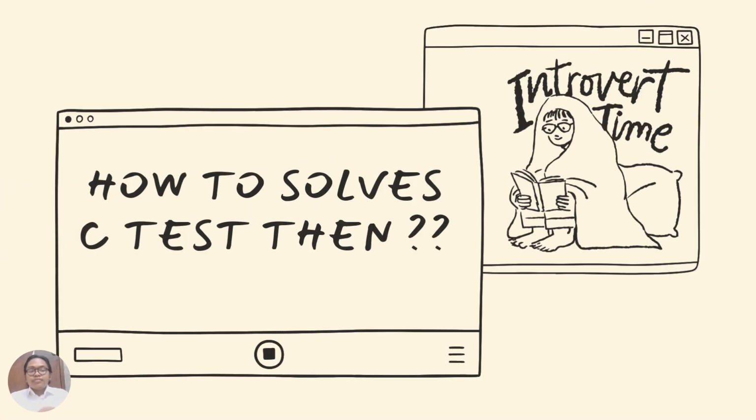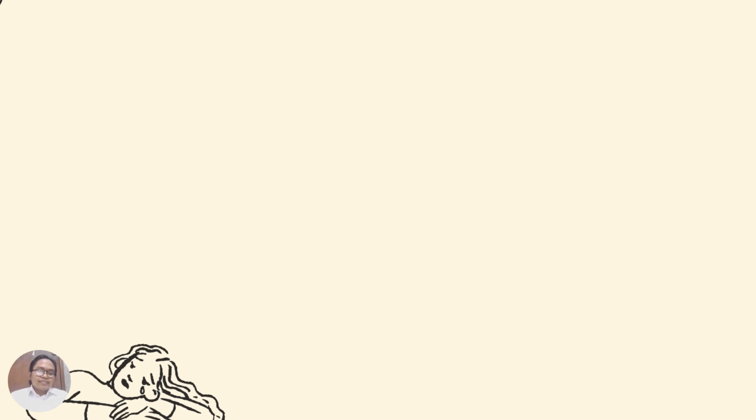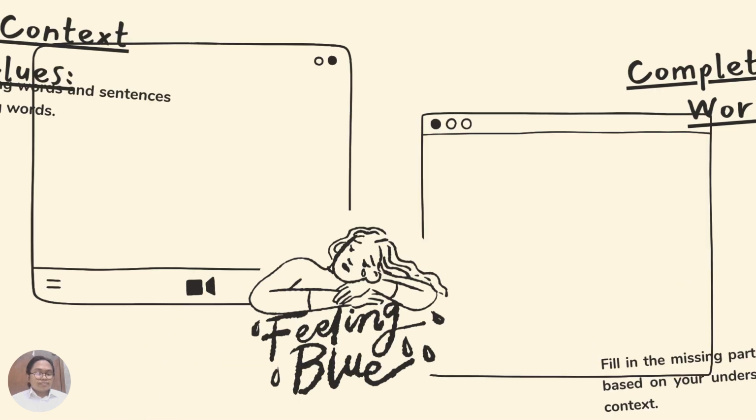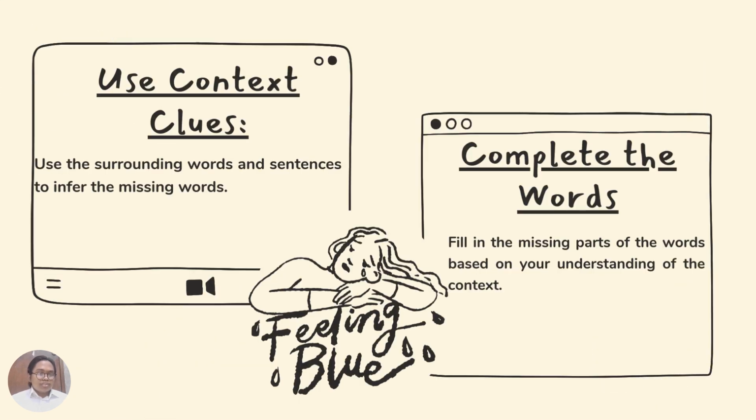How to solve the C test then? So there are a few ways to solve the C test. The first one is read the passage. We have to read carefully the entire passage to understand its context and what its meaning is. Next one is identify deleted words. We have to take notes of the words that are missing from the passage.